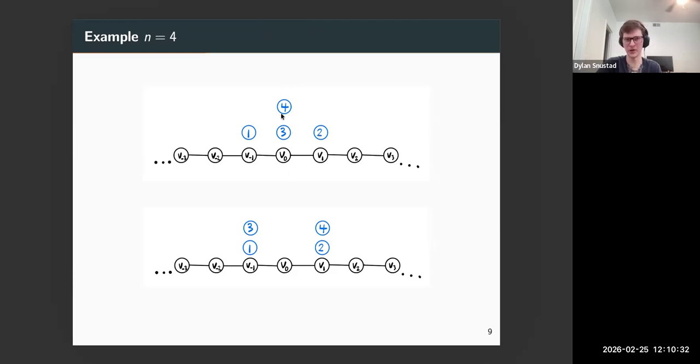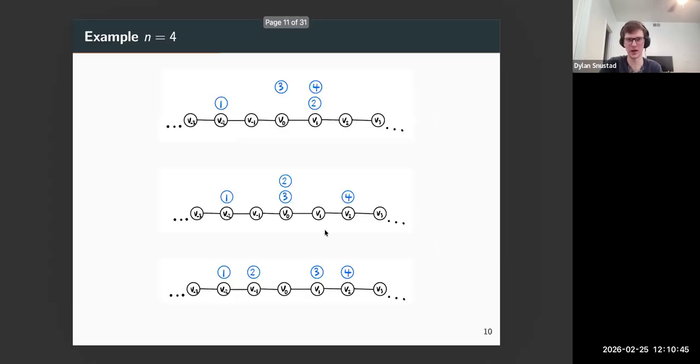From here, I can only fire vertex V naught again, right? Because I need at least two chips to be able to fire. So I'll do that. Three will go to the left here, four will go to the right. And I'll continue this game again. So maybe I'll fire vertex V minus one. One will go all the way to V minus two. Three will go to the center. Now I can only fire vertex V1. I'll continue the game here until finally we're at our final configuration.